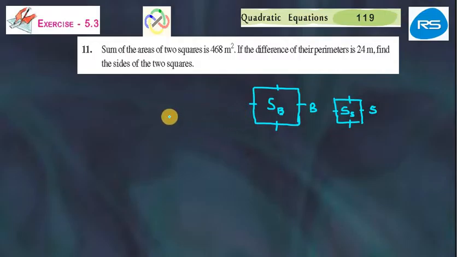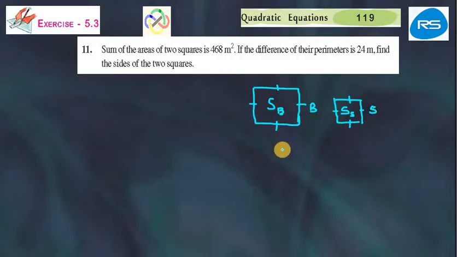So the question is about two squares. So we have two types of squares here. One is a big square and one is a small square. Sum of their areas. Suppose I am assuming that the big square side is B and the small square side is S.